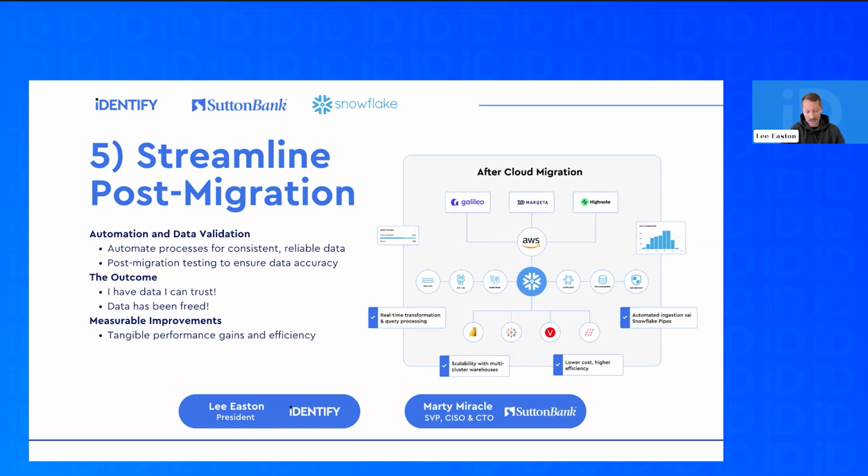So Marty, tell us what Nirvana looks like today now that we are post migration. What are some things that we can streamline? What would be maybe the first thing, as a tip, that you would recommend others do with their data once they have it all in Snowflake?